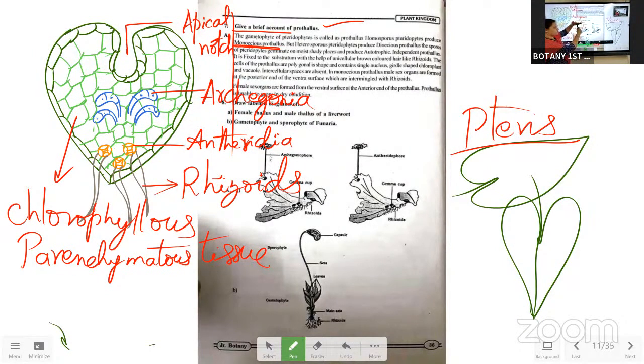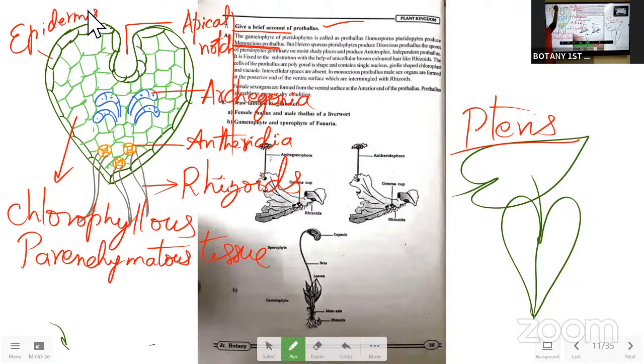The rhizoids are present over here on the ventral surface, and the dorsal surface has only a plain surface. So the prothallus has dorsiventral structures, and it is completely filled with chlorenchymatous tissue, which is autotrophic in nature. It is completely covered externally with a single layered epidermis.